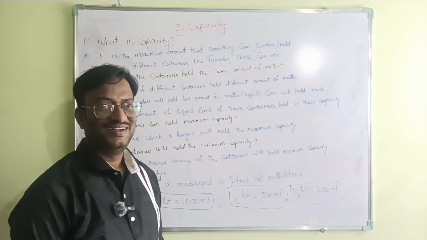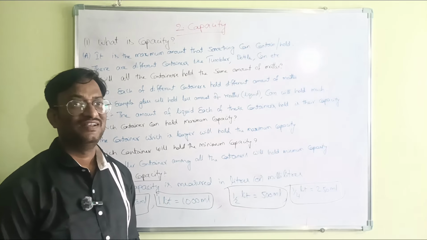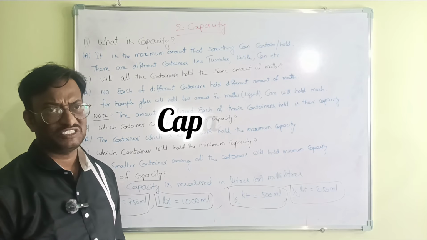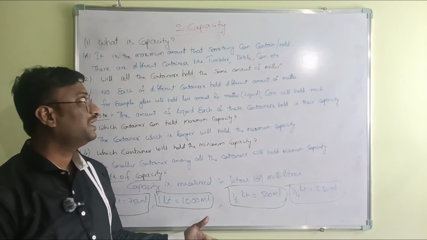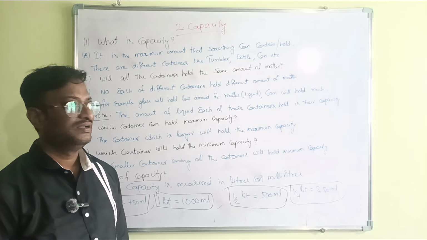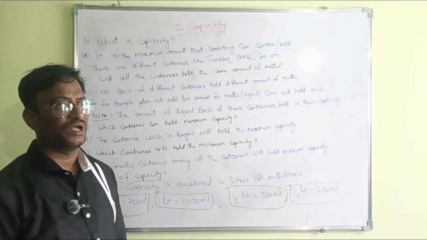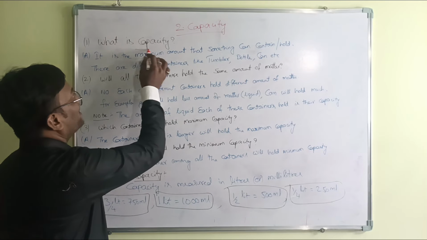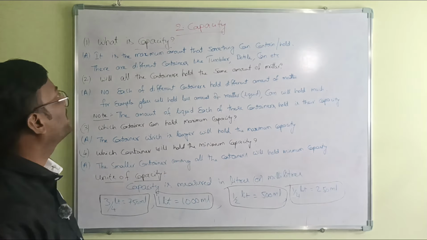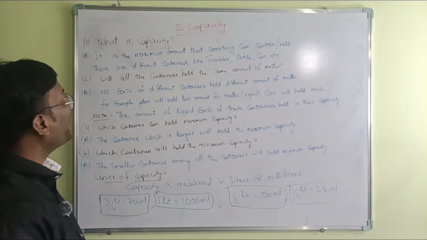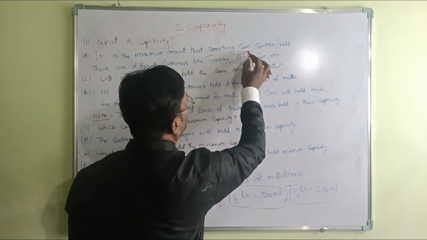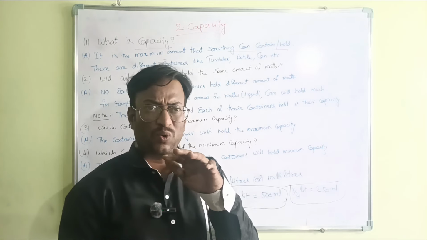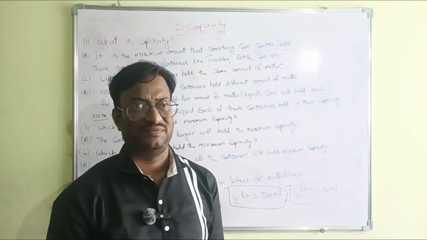Hi children, today we will discuss class 4 chapter 2, that is capacity. I think in our first chapter we have covered a little bit of this, and here we will learn some more concepts regarding capacity. Alright, see now, what is capacity? What do you mean by capacity? It is the maximum amount that something can contain or hold. The maximum amount that can be held is called its capacity.